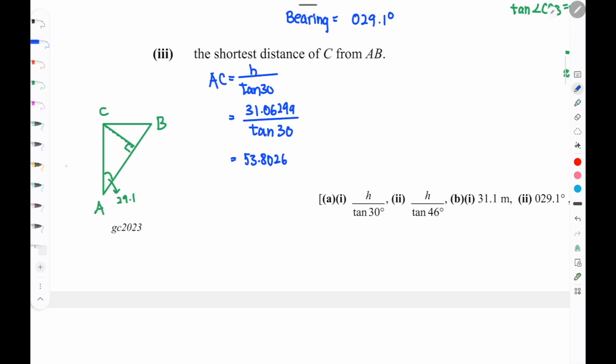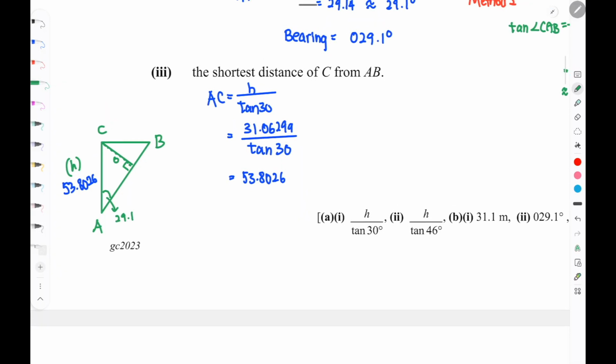Okay, so this is 53.8026. Okay, I have my hypotenuse. I need to find my opposite. Okay, so I have O and H. I will use sine CAB equals to O over H, which will be AC. Okay, I make O my subject. So it's AC sine angle CAB.